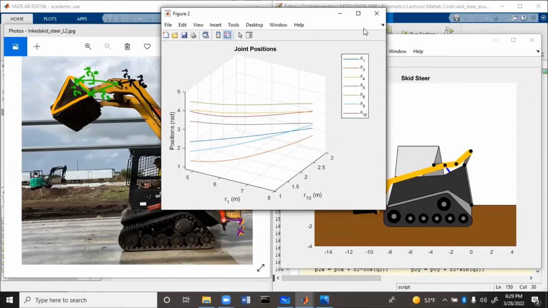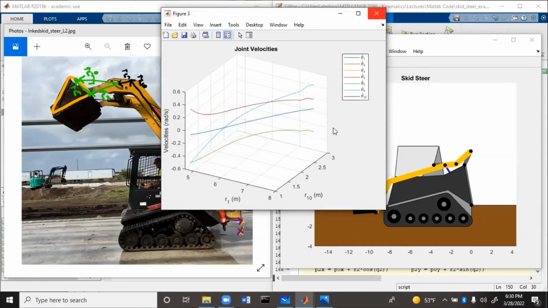Okay, so looking at this, the joint positions, we can see all of these different thetas. So R1 and R10 are on the X and Y axes. Those are the inputs. And then positions in radians is on this Z axis here. So you can see that everything looks pretty smooth. It all looked pretty smooth during the simulation, and all of these angles are different. And that's good because except for theta 7 and theta 8, which theta 7 is not shown on here because it's the same as theta 8, then all of the angles are separate. We'll see a few of them that do look like they are related by constant values here, and that's good, they should be.